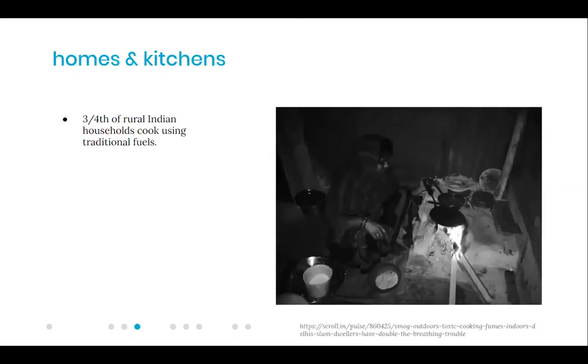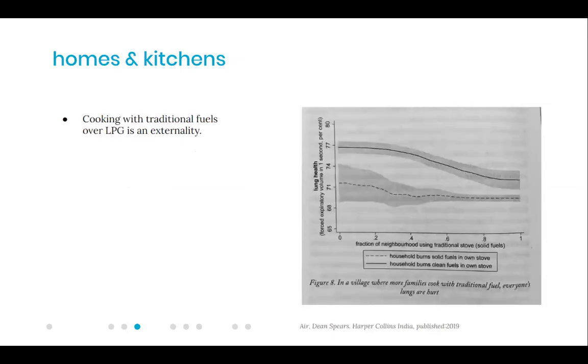So when it comes to homes and kitchens, he tells us about this fact that 3/4 of rural Indian households still cook using traditional fuels, like gobar or wood fires. And this leads to a lot of particulate pollution compared to usage of LPG. So this graph clearly shows you, it plots lung health by the fraction of neighborhood that uses traditional fuels. The dotted line shows you the lung health plot of people who use solid fuels, and the continuous line shows you the people using LPG. So there's a clear difference in lung health when it comes to the two.